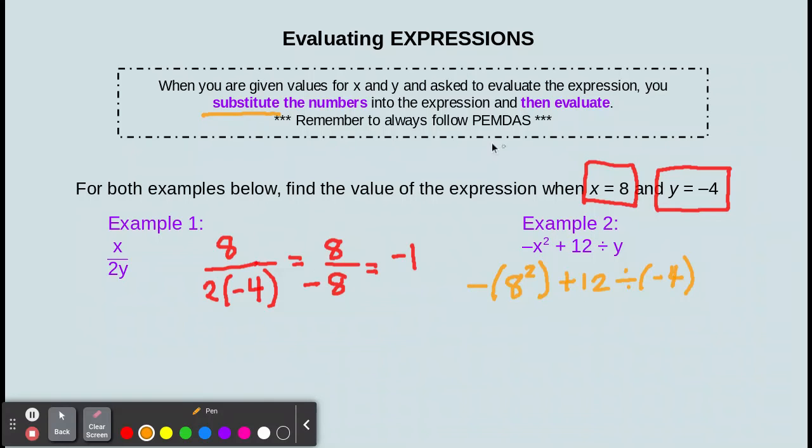Now remember, we have to then use PEMDAS. So we have to do what's inside our parentheses first. 8 times 8, which is the exponent, right? 8 to the second power. 8 times 8 is 64. We can take that negative. And then we need to do our division, which is this. 12 divided by 4 is the same as 3. So negative 64 plus 3 is the same as a negative 61, using our knowledge of how to add integers.